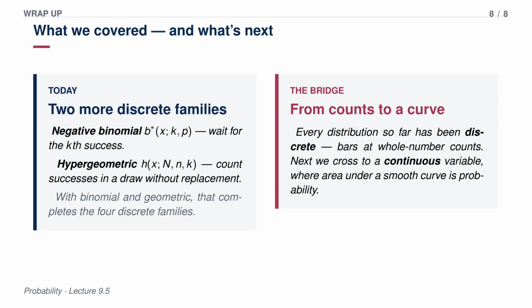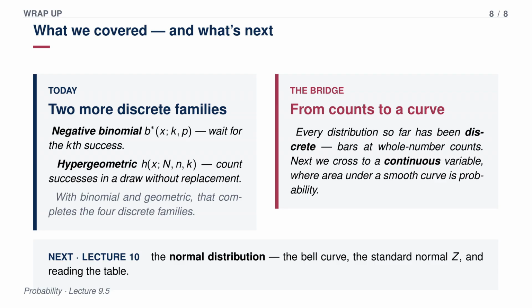And here's the big turn coming up. Everything so far has been discrete, probability living on separate bars at whole number counts. Next, we cross over to a continuous variable, where probability becomes area under a smooth curve. That's Lecture 10, the normal distribution, the bell curve, the standard normal z, and how to read the table. See you there.